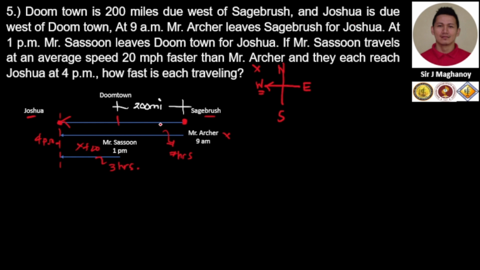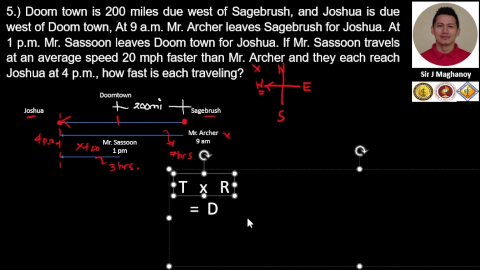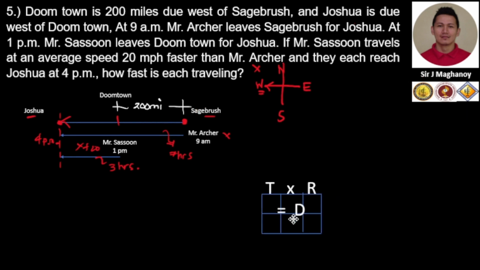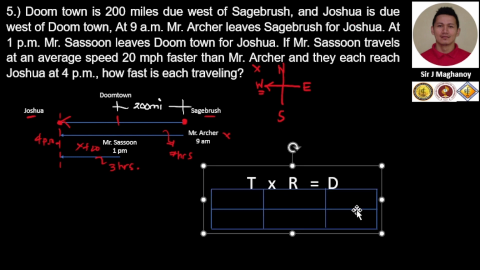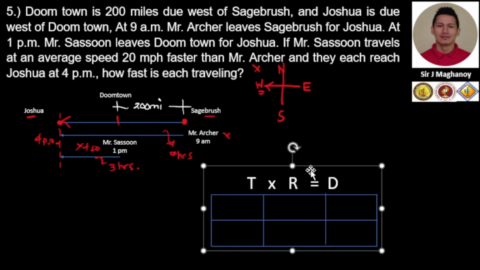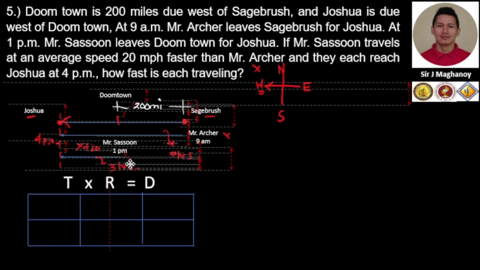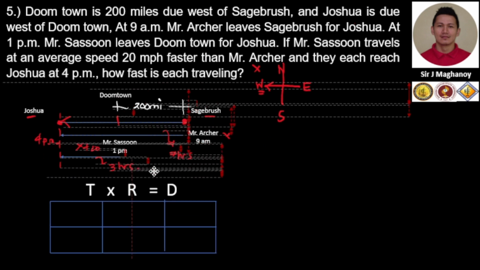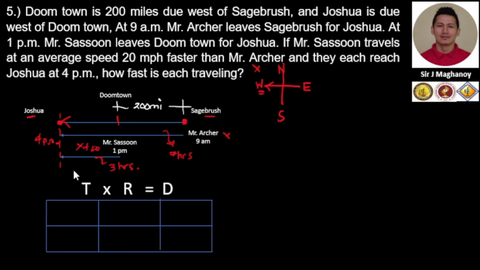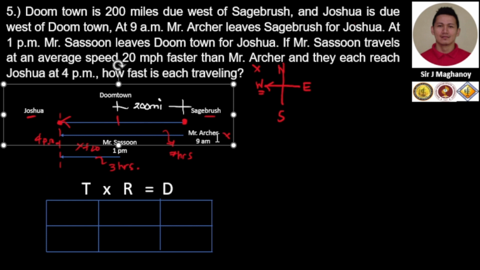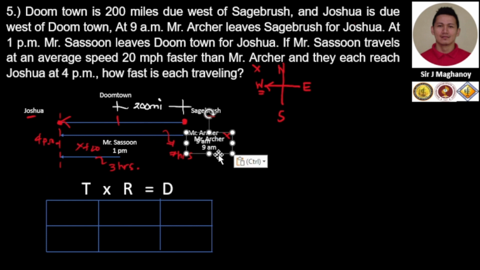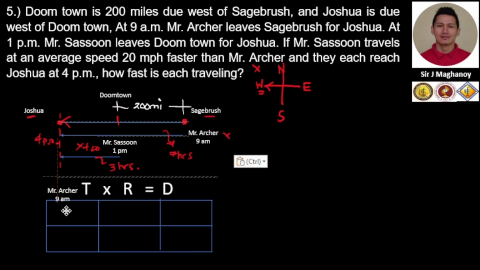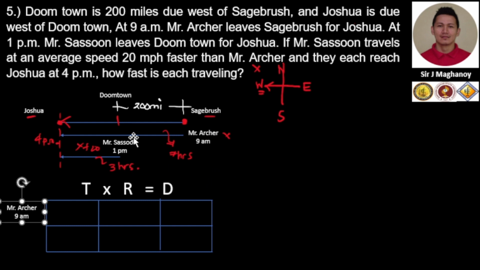So we'll put it in our TRD box. We'll get our TRD box now. As usual, we need to fill out our box. So we have Mr. Archer and Mr. Sassoon.